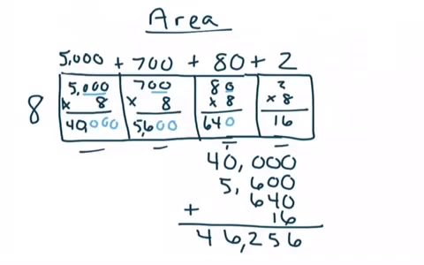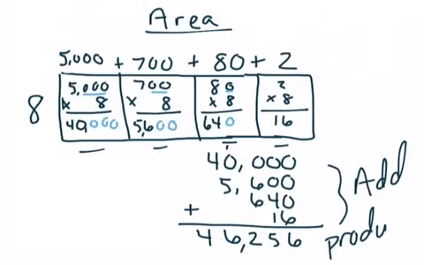Then I have 7 hundreds times 8. 7 times 8 is 56. That's 56 hundreds. So I have my 2 zeros. I have 8 tens times 8 is 64 tens, is 640, and 8 times 2 is 16. Once again, add up your partial products, and you get your total product down below.